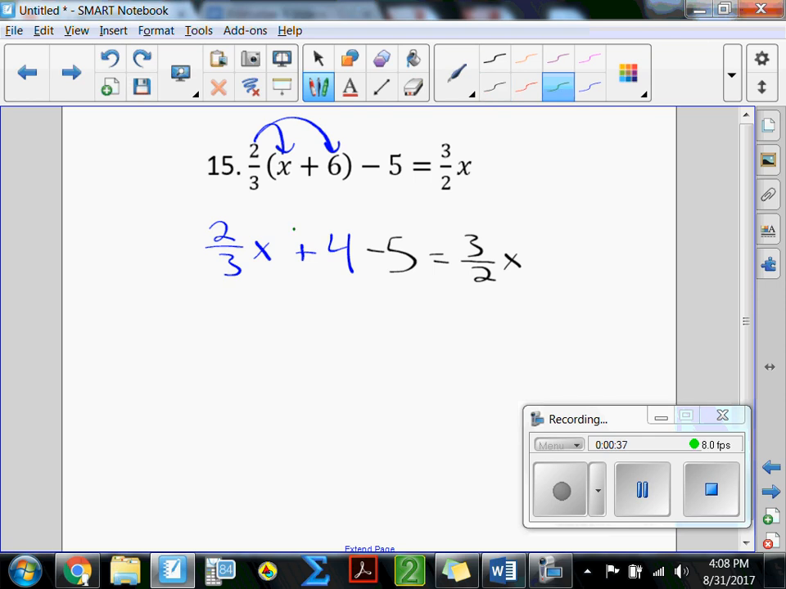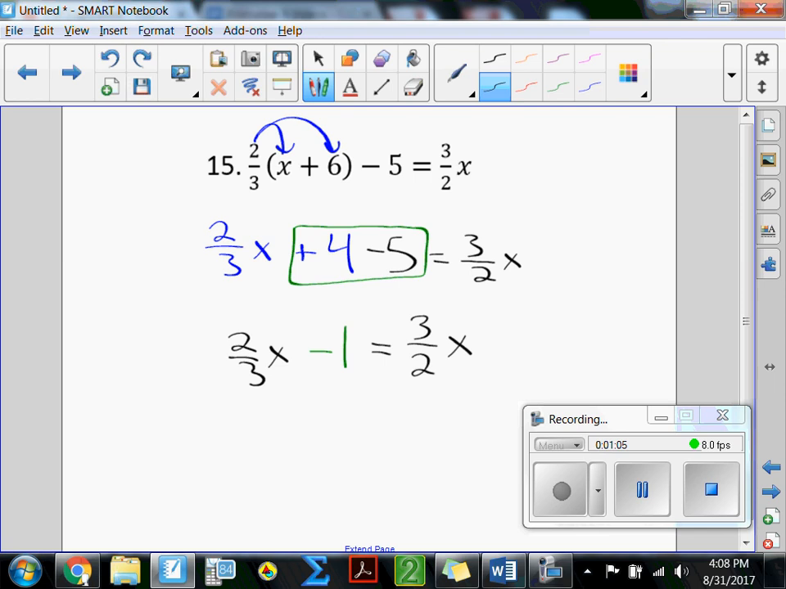I'm going to combine like terms next. Like terms are on the same side of the equation. They're either both constants, which means they don't have an x, or they're both variable terms because they do have an x. Positive 4 minus 5 is equal to negative 1. So I have a negative 1. 2/3 x minus 1, because of that negative 1, is equal to 3/2 x.